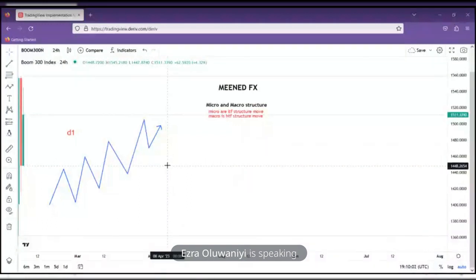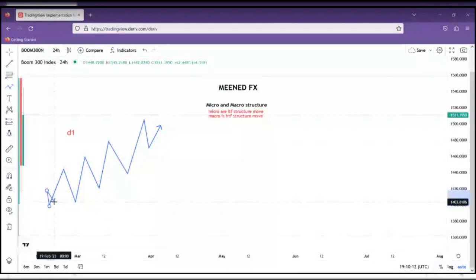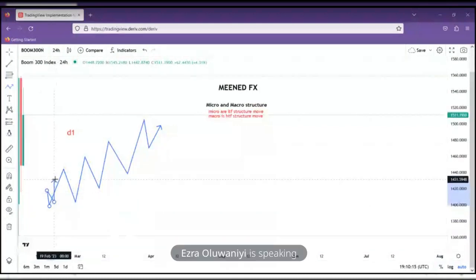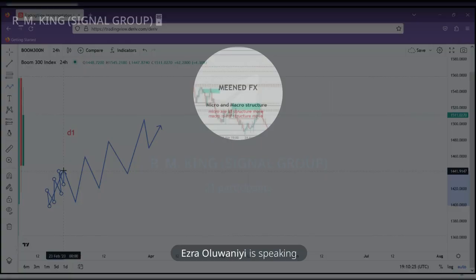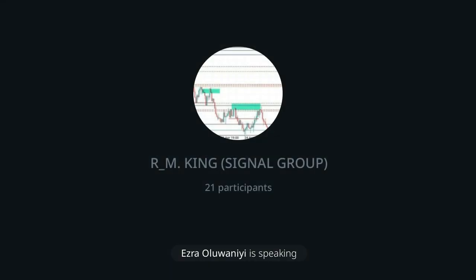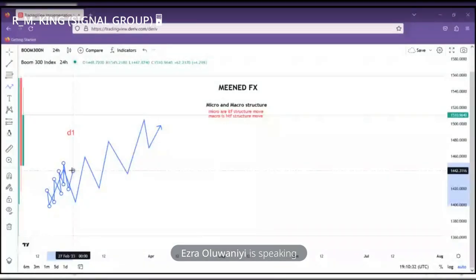Now, what I will see on hourly time frame is this. I will see a move like this. Now, follow me closely, please. This is what I'll be seeing on hourly time frame. So these are the moves that I'll be seeing on hourly time frame. Now, most of these moves are not bad, but can be taken advantage of. So these are the moves I'm seeing on my micro structure.